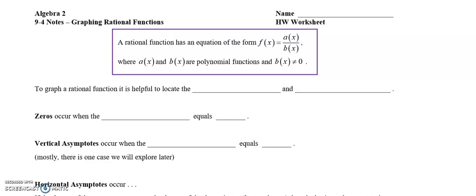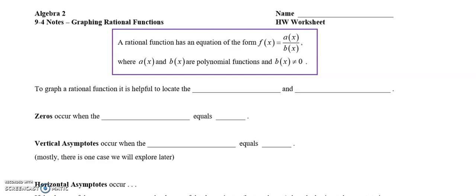The rational functions that we've been dealing with are equations of the form f of x equals a of x over b of x, where a of x and b of x are both polynomial functions, and b of x is not equal to 0. Because if the denominator is equal to 0, everything's undefined, and that causes us problems in the math world.